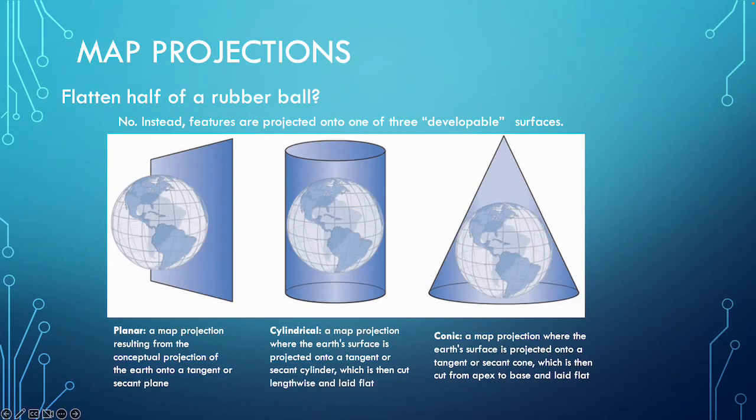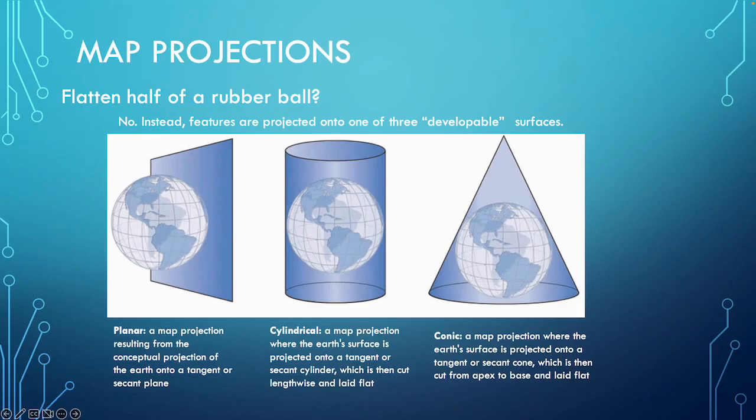So the first kind are planar projections. All right, these kinds of map projections we put onto a tangent plane. So that's a plane that touches the Earth in one spot, or a secant plane that goes through the Earth at a place, and then we put the map on it there.